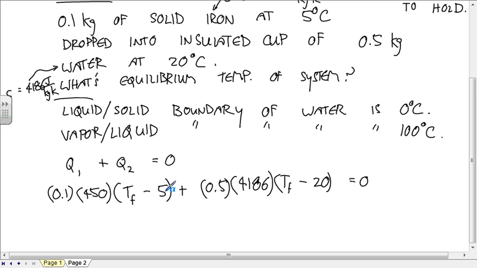Okay, so if you multiply this through, you get, what's that? 45 TF minus, what's 45 times 5? 225. And then, what's that? 2093 TF minus, what's this one? 41. Oh yeah, 41860 is equal to 0. Then combine the T's, and what do you get for TF?